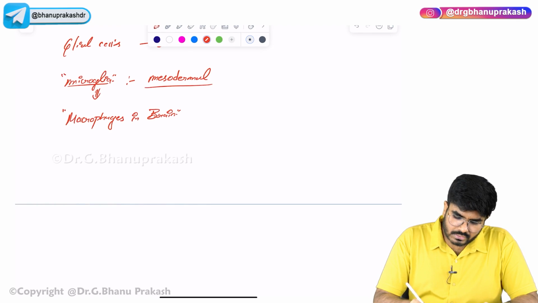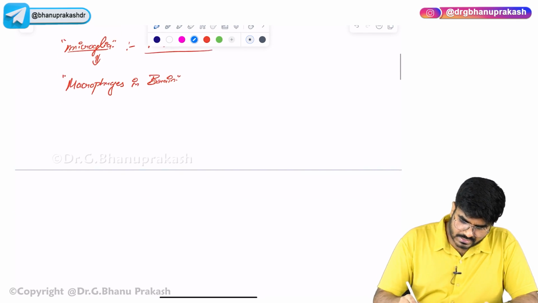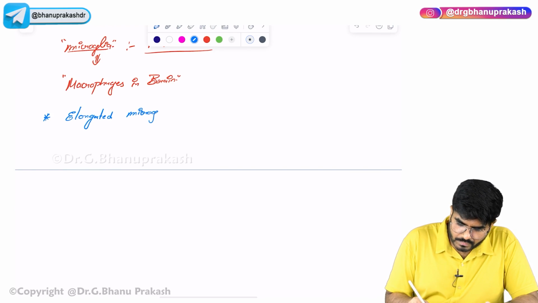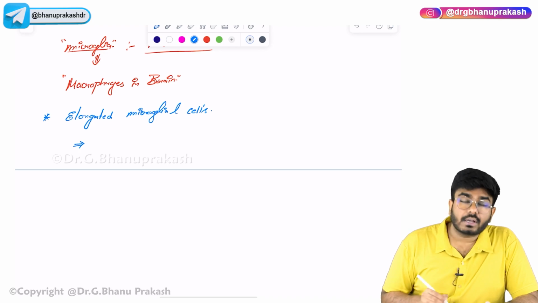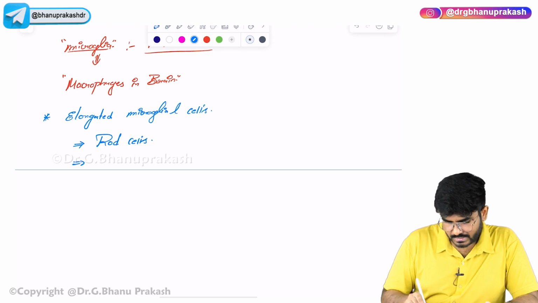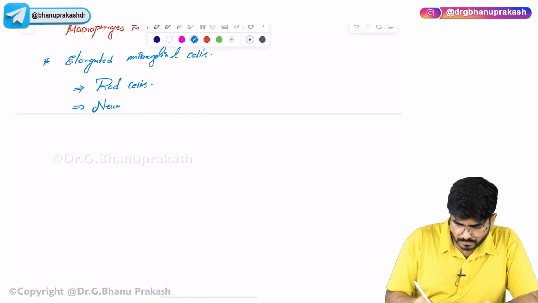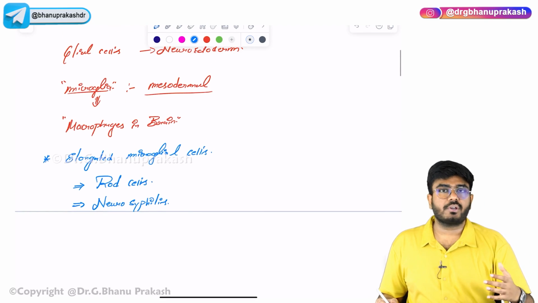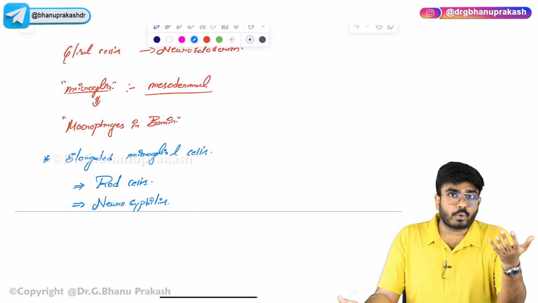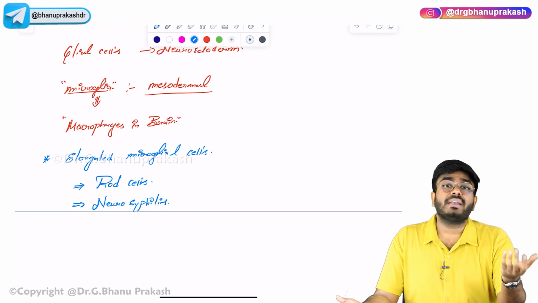Now, in certain conditions, what you will see is elongated microglia. They will use this word, elongated microglial cells. Elongated microglial cells are also called the rod cells. They are seen in which condition? They are seen in neurosyphilis, because of Treponema pallidum, a spirochete. One can acquire this spirochete by sexually transmitted routes.